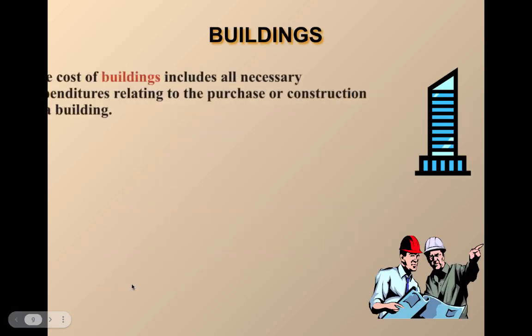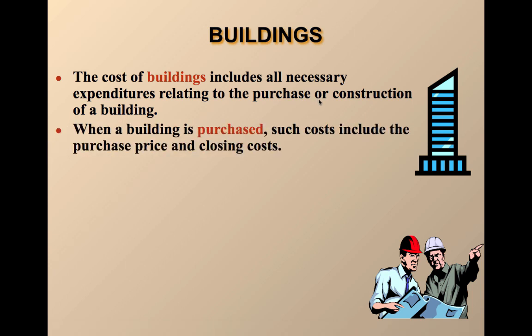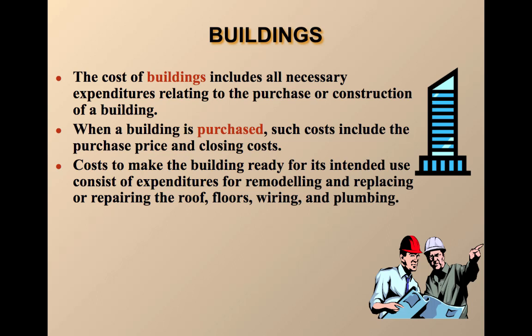Same for buildings. The cost that you must record when you purchase a building includes all necessary expenditures relating to the purchase or construction of the building. So when a building is purchased, such costs include the purchase price and the closing costs. So there's your lawyer fees again. Costs to make the building ready for its intended use consist of expenditures. You might want to remodel the building, replacing or repairing the roof, floors, wiring, plumbing, things like that. Those should all be included in the cost of the building.